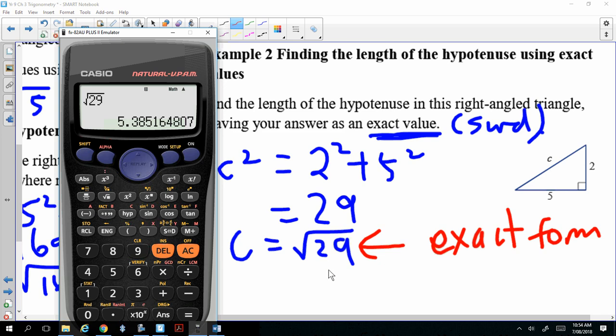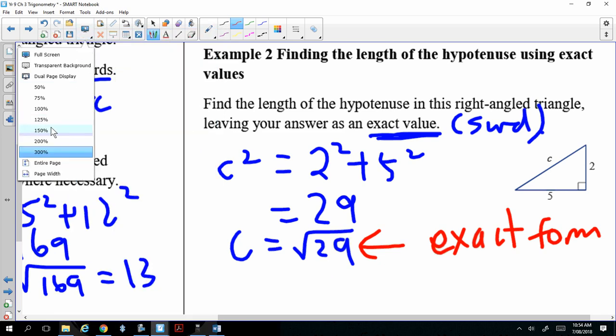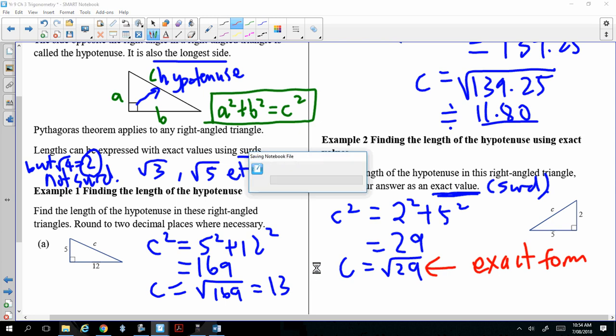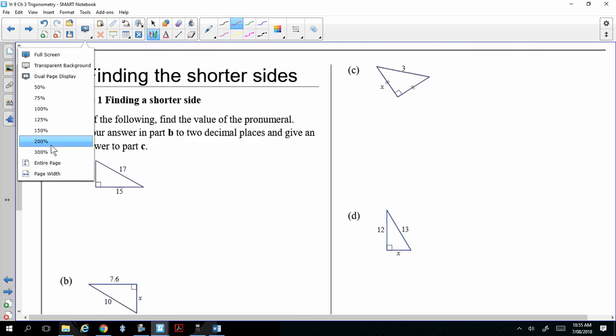All right, any questions? So now you know how to find the answer, how to find it to 2 decimal places, and how to do it in exact value. We've got one more page to go through, then you can start the exercise today. All right, ready? Just do the hard questions. Skip some easy ones. All right, let's do the first one.